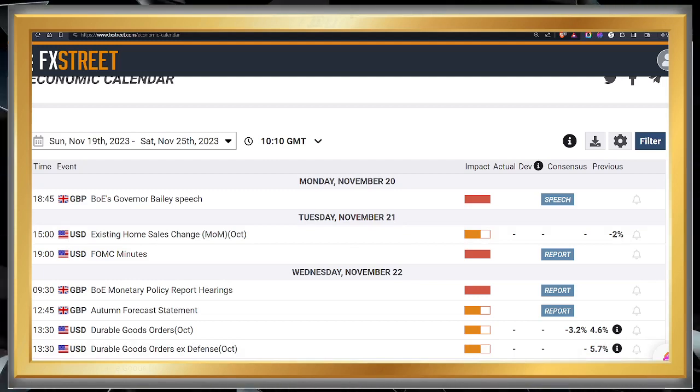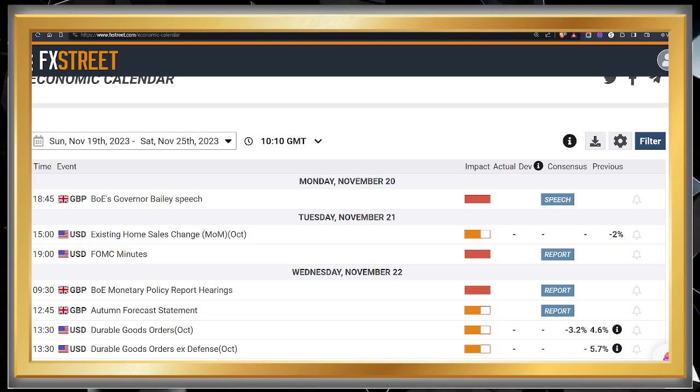Governor Bailey's speech, which will be coming up in about, I think, 8 hours from now. And for those who don't know how important this is, this speech usually has considerable influence over the financial market, as whatever the Bank of England governor says today will provide insight into the central bank's outlook on the economy, potential policy shifts, and potential interest rate changes, thereby impacting our trading decisions and market sentiment. So besides this, there are no other high impact events.